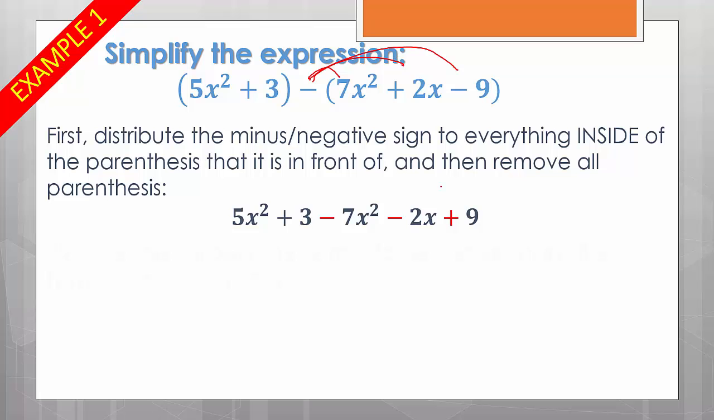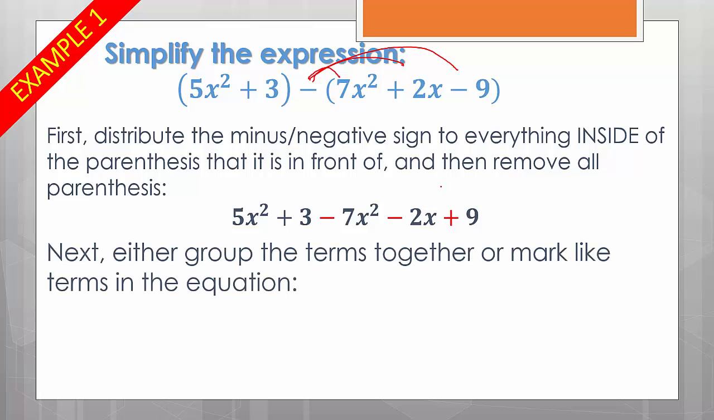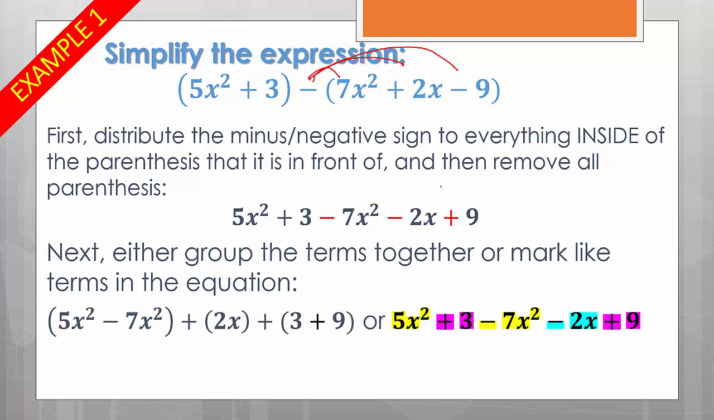And then you can do a couple different things. You can either group the terms together or mark the like terms in the equation or highlight them. Here are the two different ways. So here I grouped them. I took my x squareds and put them together. I only had one x, so that stayed in parentheses by itself. And then I had my constants, 3 plus 9.